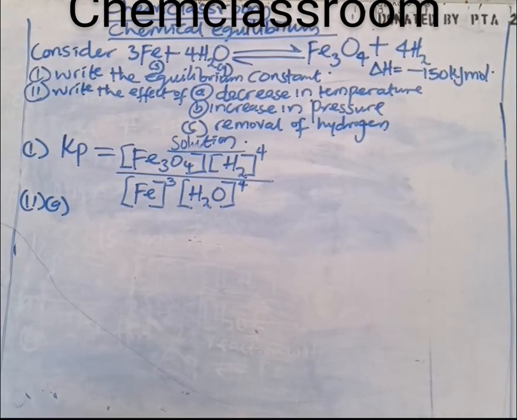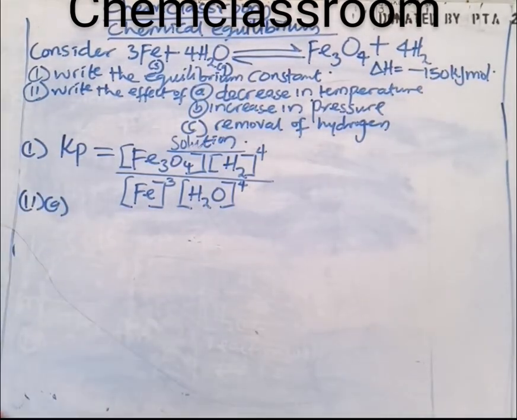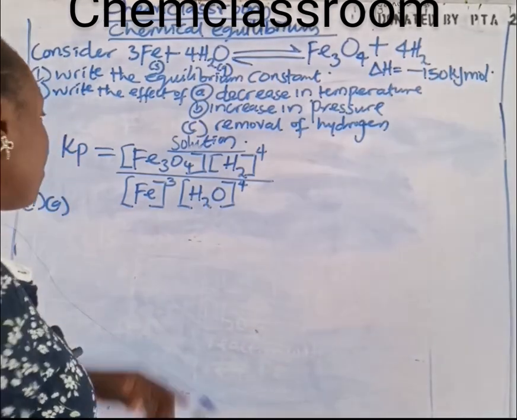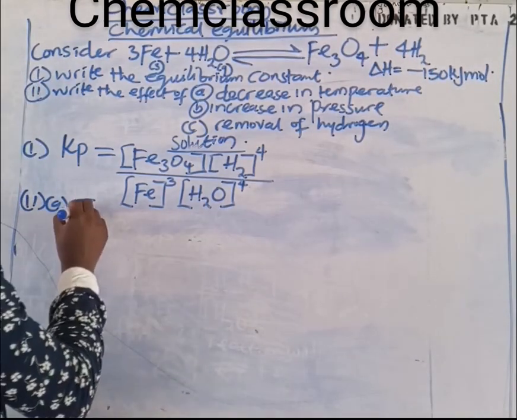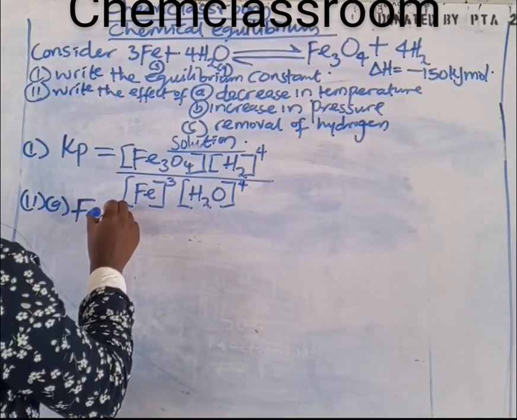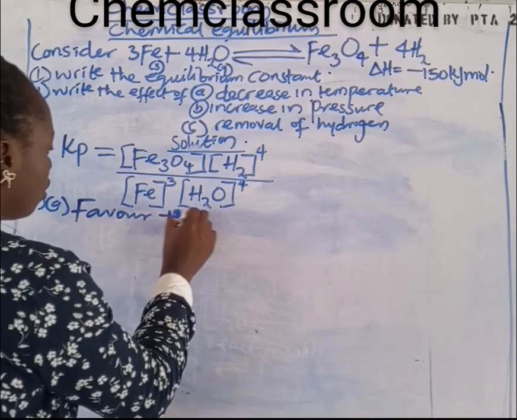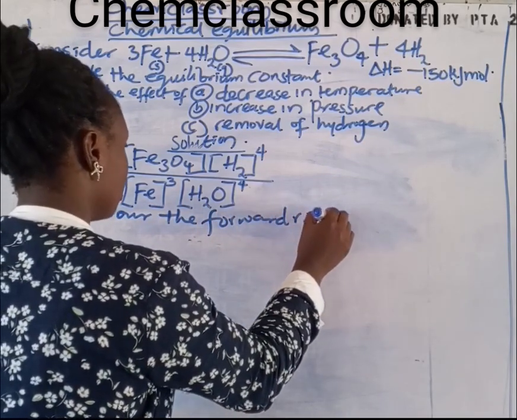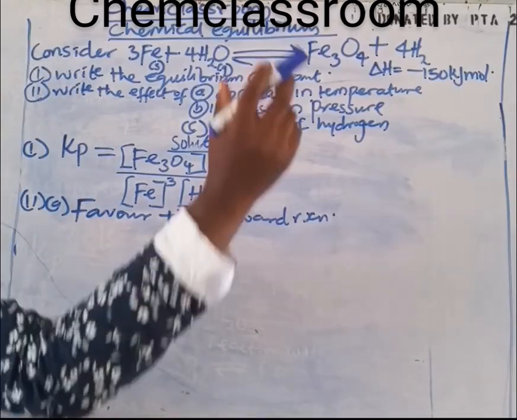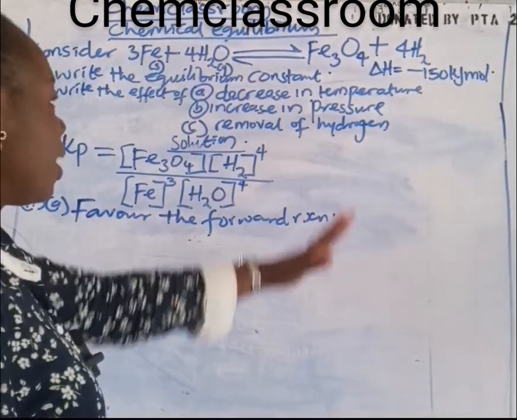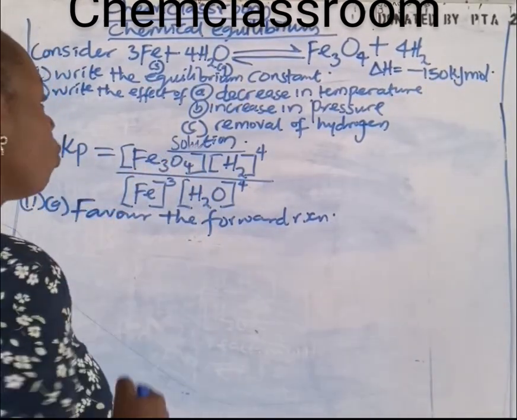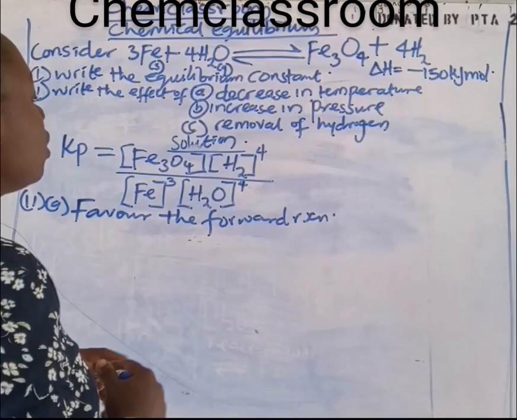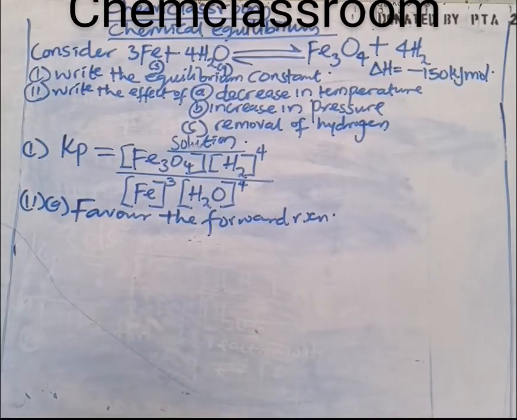So what will happen here is that decrease in temperature is going to favor the forward reaction. So that means the equilibrium will shift to the what? To the right hand side. Decrease in temperature will favor the equilibrium to be shifted to the right hand side.